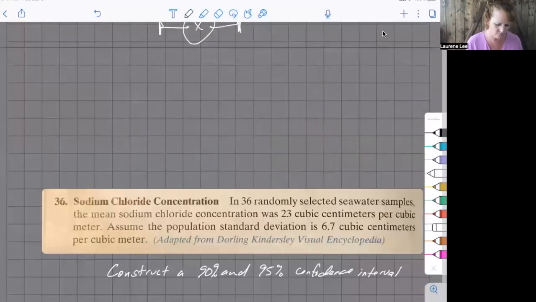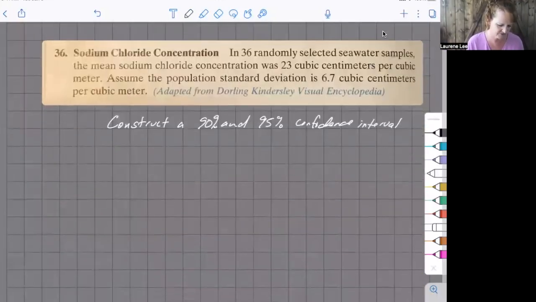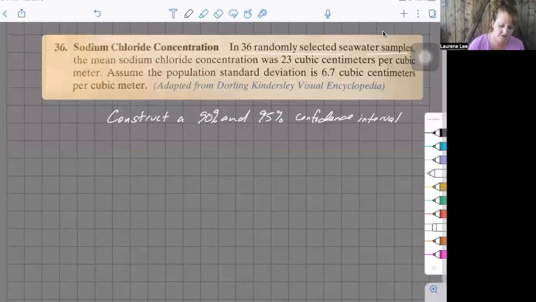Let's pull up a homework problem right here. This is what they'll look like. So this problem is asking, in 36 randomly selected seawater samples, so we're taking a sample, okay? There's going to be 36 elements in it. So that means my N is going to be 36. The mean sodium chloride concentration is 23 cubic centimeters. So that's my mean for my sample. So that's my X bar is 23.